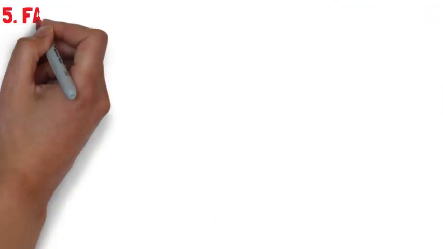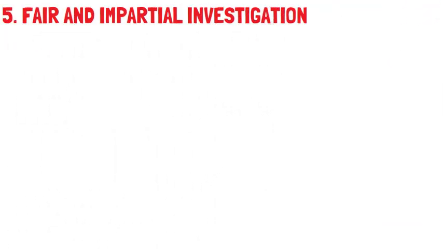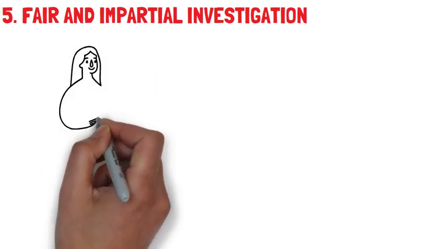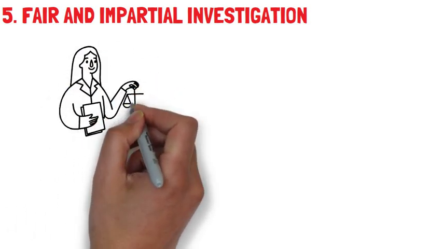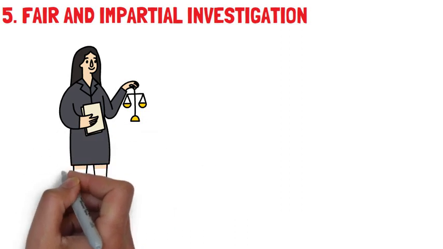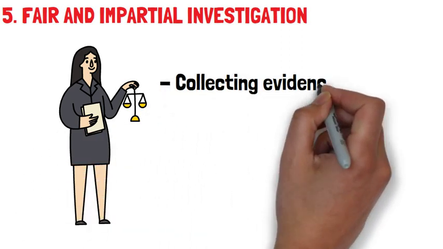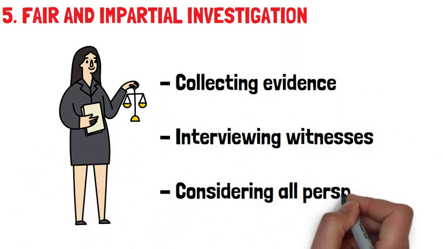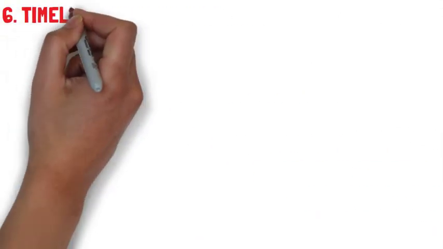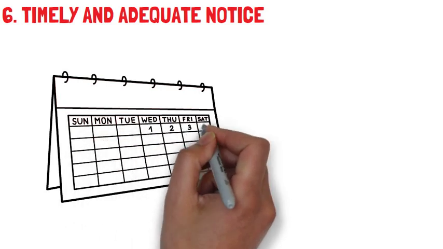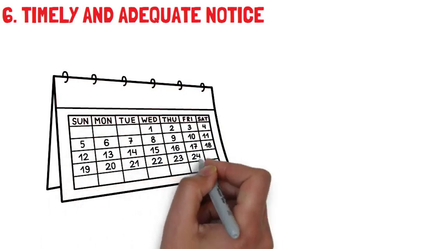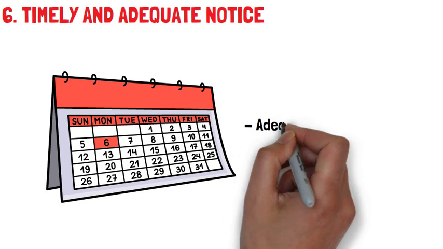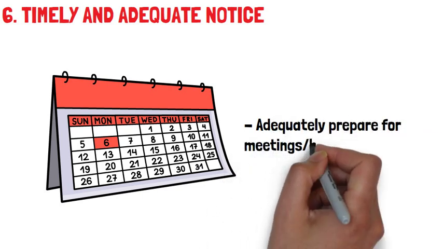5. Fair and impartial investigation. Employers are generally expected to conduct a fair and unbiased investigation into the allegations before taking disciplinary action. The investigation should involve collecting evidence, interviewing witnesses, and considering all perspectives. 6. Timely and adequate notice. Employers should provide employees with a reasonable amount of notice before any disciplinary action is taken. This allows the employee to adequately prepare for any meetings or hearings.